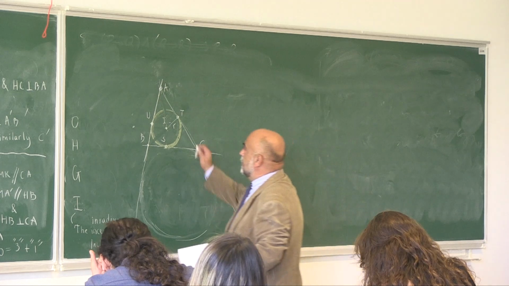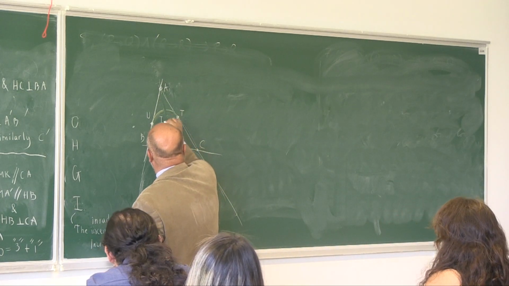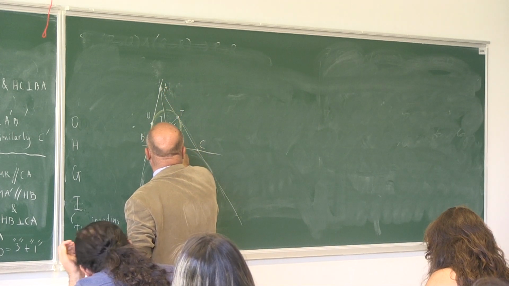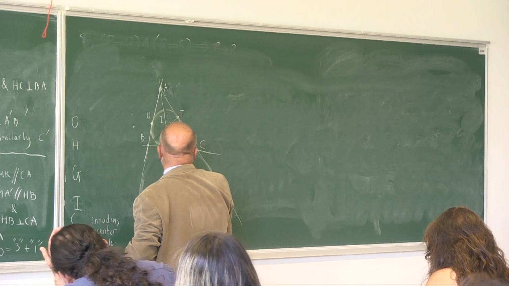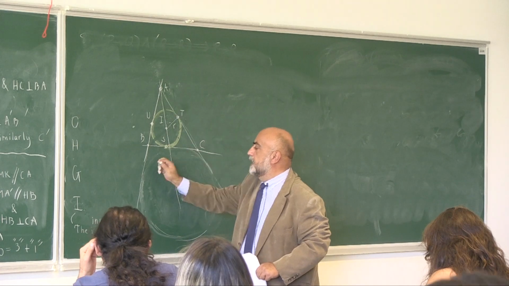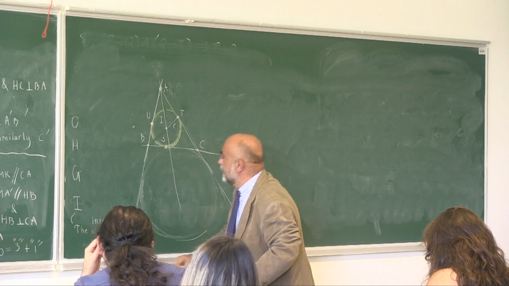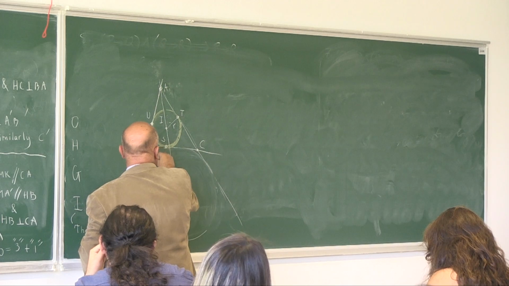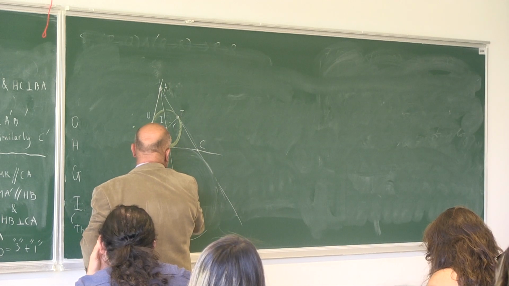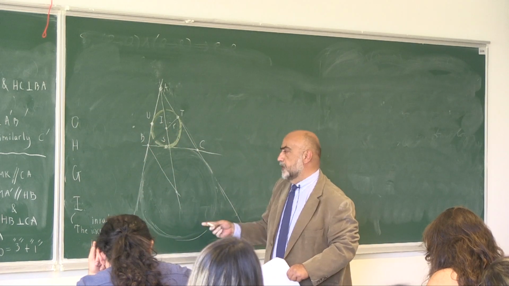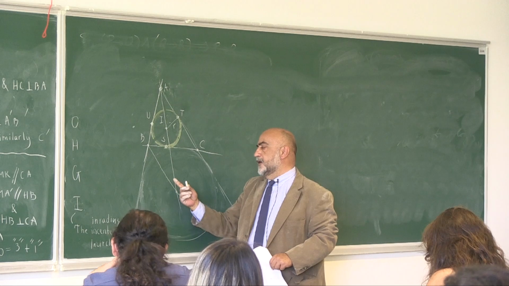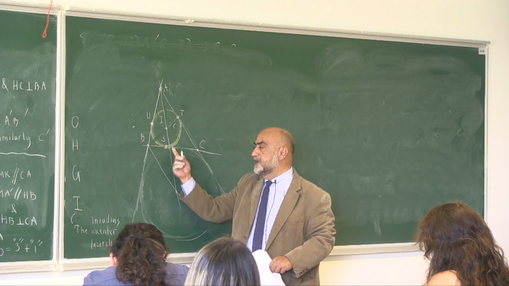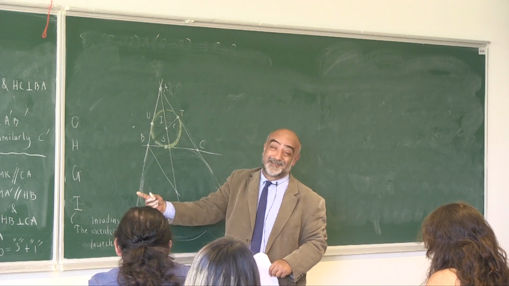So that's the in-center. If you take the internal bisector at A, so that's the straight line that joins A and I, and if you extend it, all the points are equidistant to the two legs of this angle at A. If you take the external bisector at B, then every point on it will be equidistant to the line BC and line AB extended.